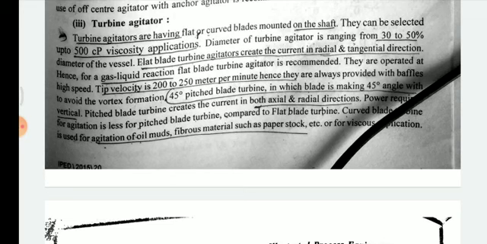Hence, for gas liquid reactions, the flat blade turbine creates current in the radial and tangential direction. So for a gas liquid reaction, the flat blade turbine agitator is recommended. And they are operated at a very high speed. The tip velocity is 200 to 250 meters per minute. Hence, they are always provided with baffles to avoid vortex formation.